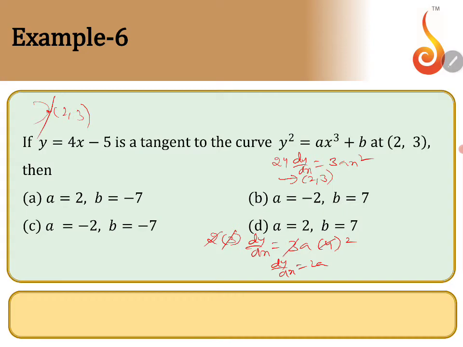Now I got the slope of the tangent. Already the tangent is given, so what is its slope? dy by dx equal to 4. So these two are equal. Hence a is equal to 2, okay?